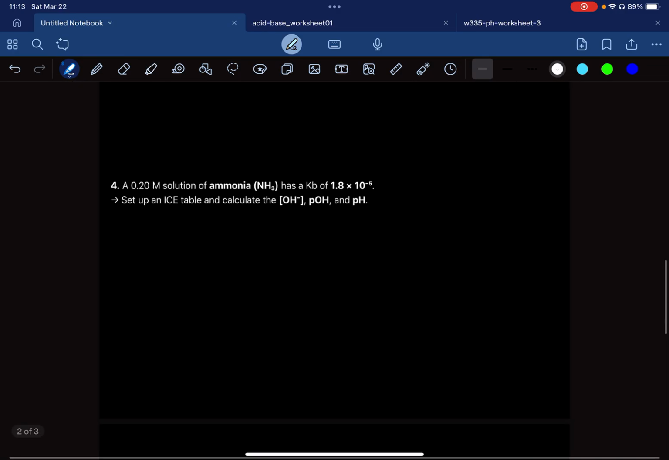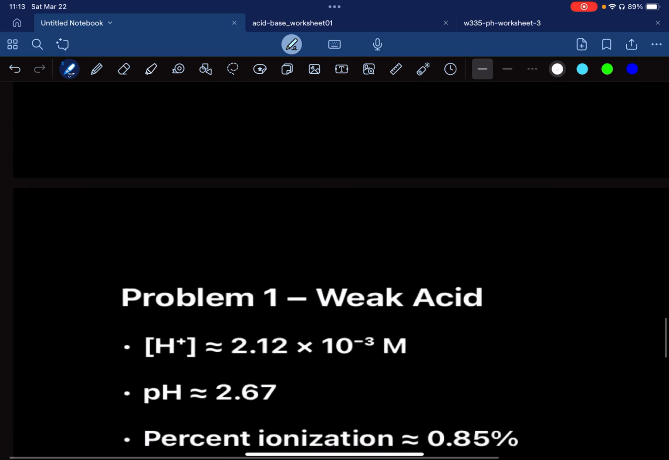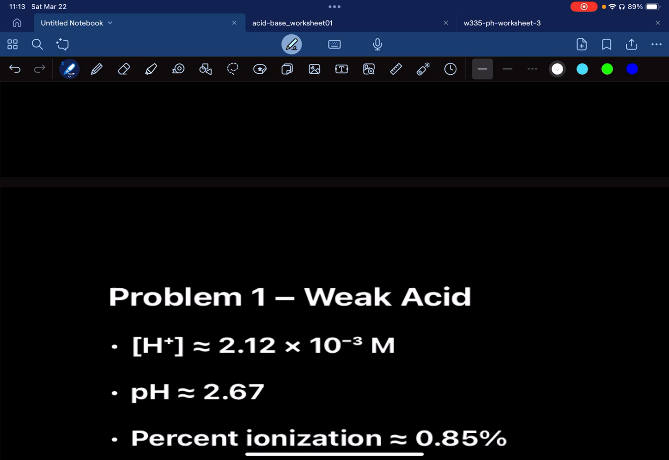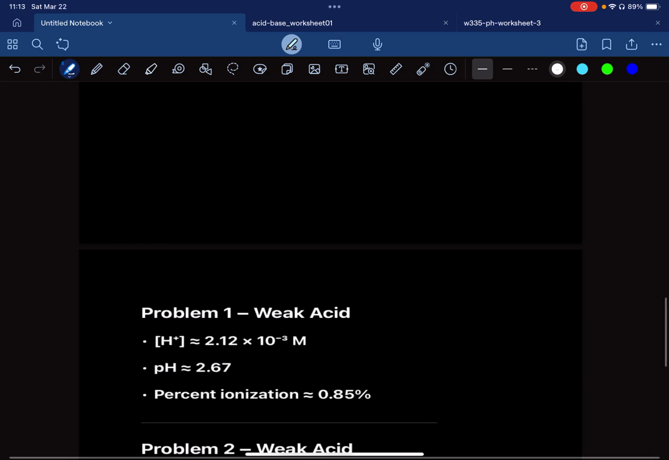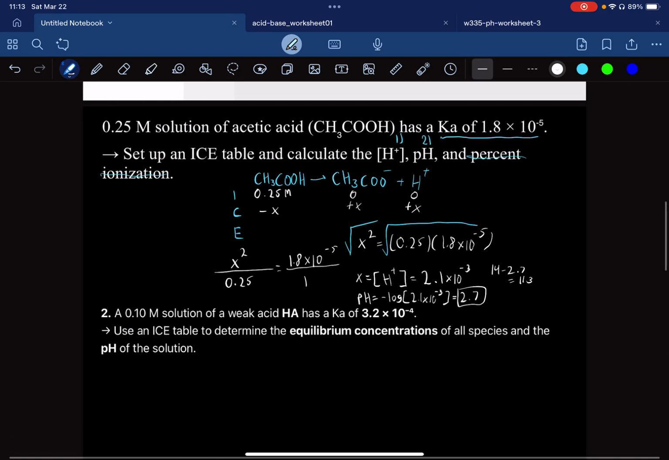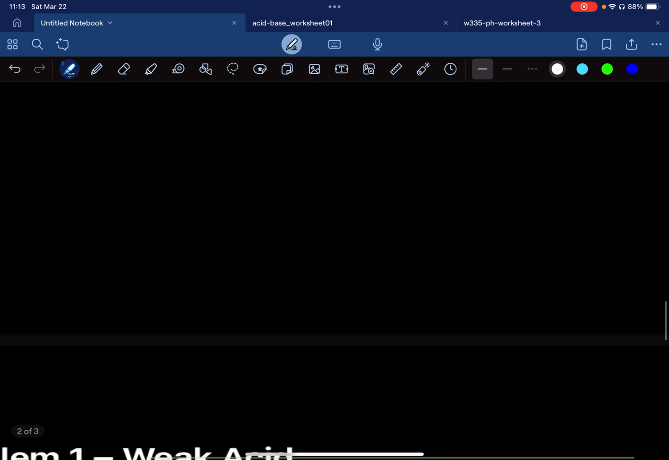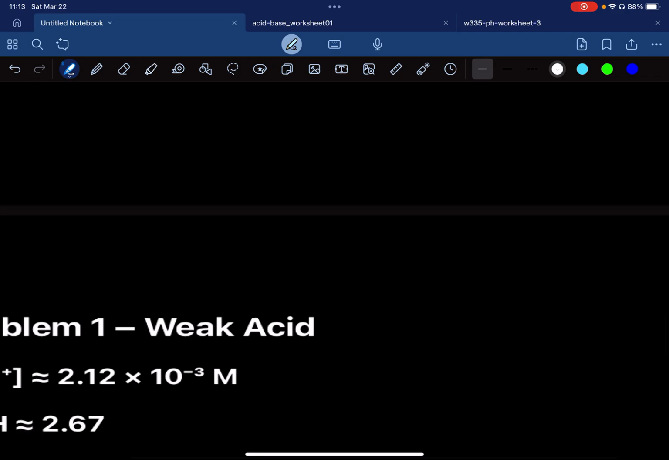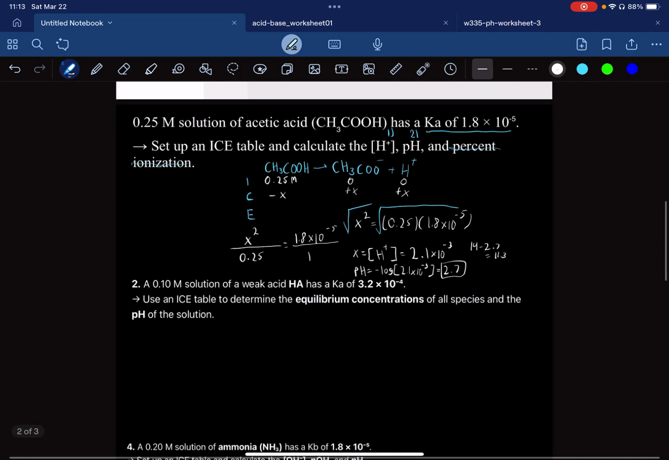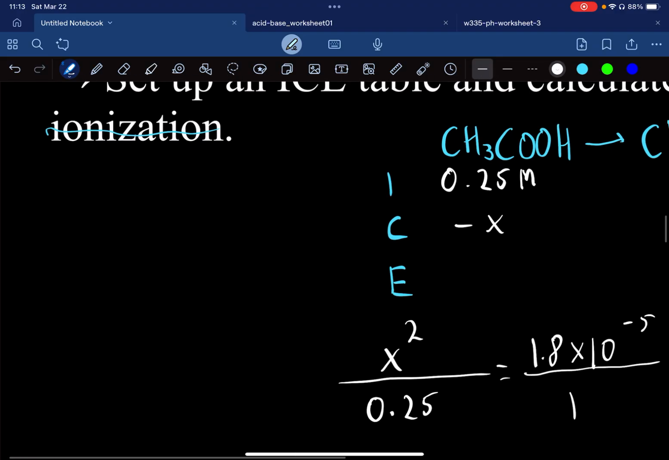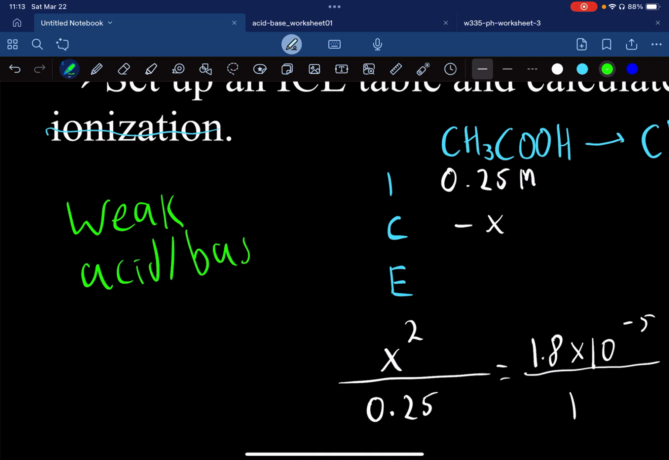Anyways, let's see if our answer is correct. 2.67, yeah. I rounded it to 2 sig figs, which is fine. So 2.67, 2.7. Did we get the concentration correct? We got 2.1 times 10 to the power of -3, 2.12. Yeah. So this is how you solve weak acid/base problems. Pretty good.